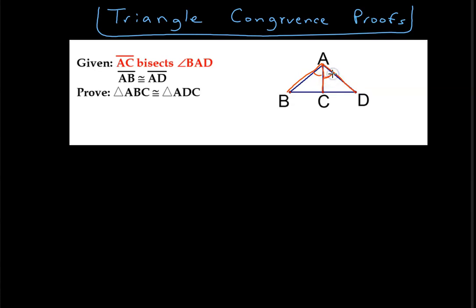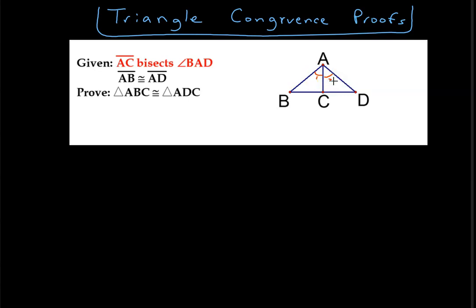Because that's what angle bisectors do. It splits into two equal angles. So that's by definition of an angle bisector. We also know that, let's get rid of that. So I know that this angle is congruent to that angle. I'm going to call it angle 1 and angle 2.